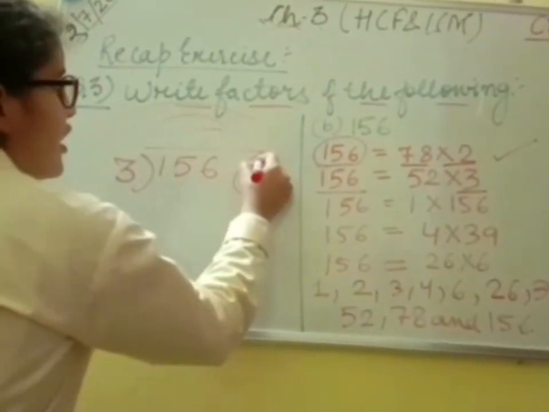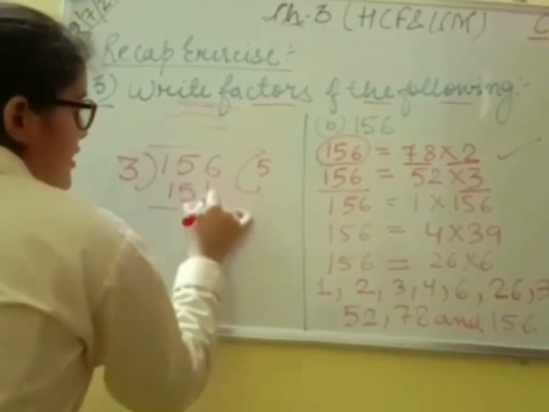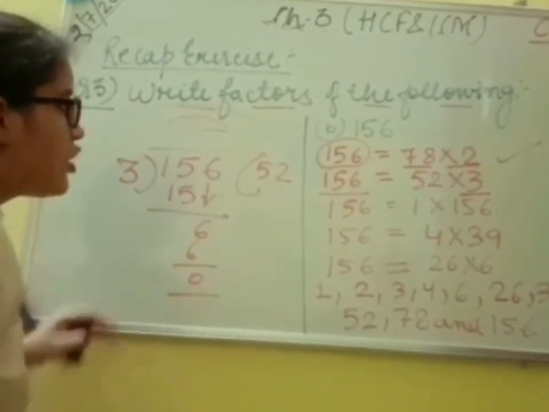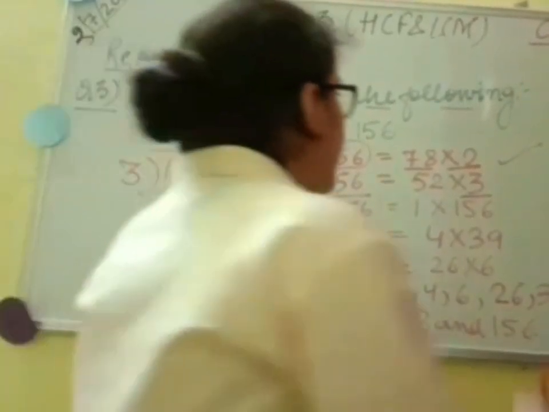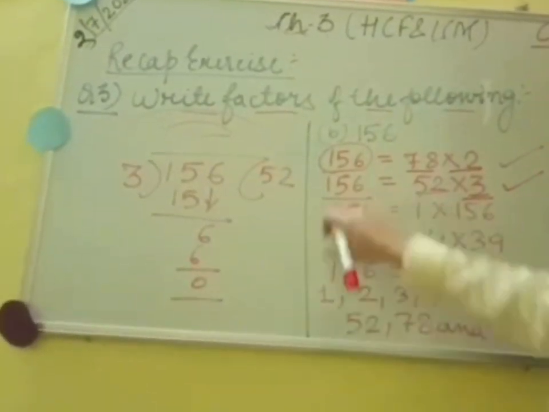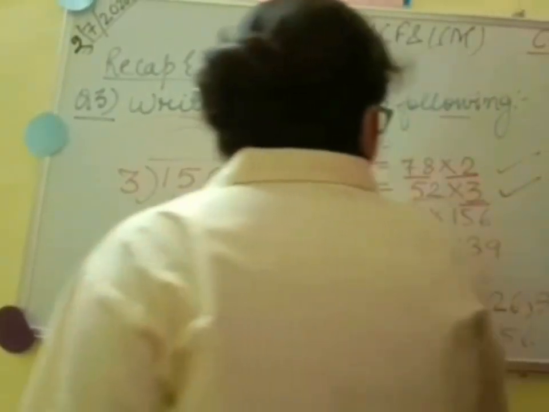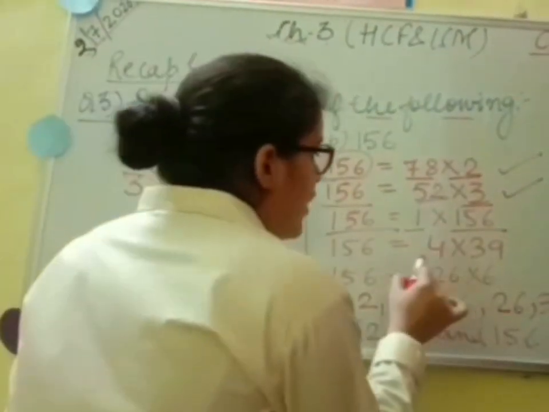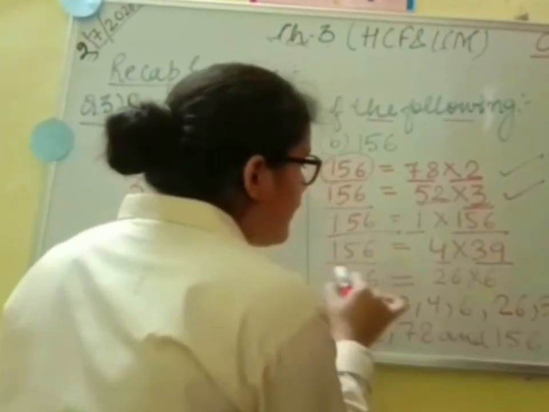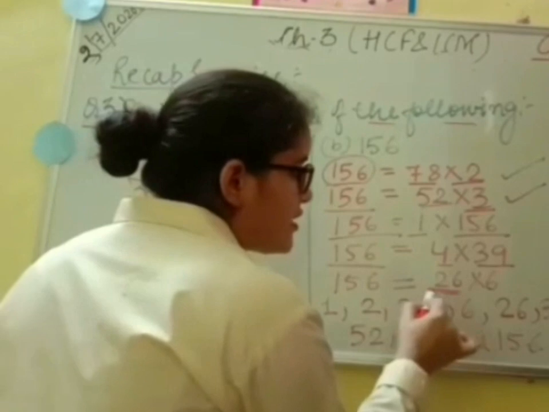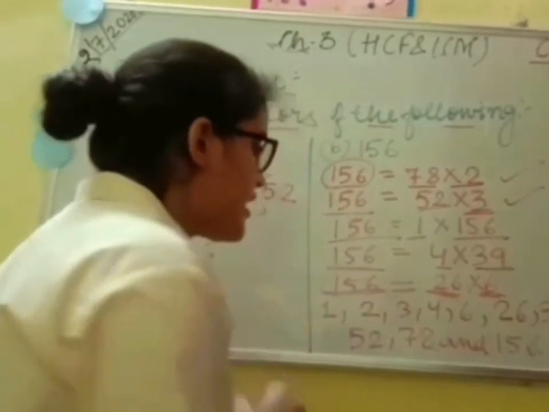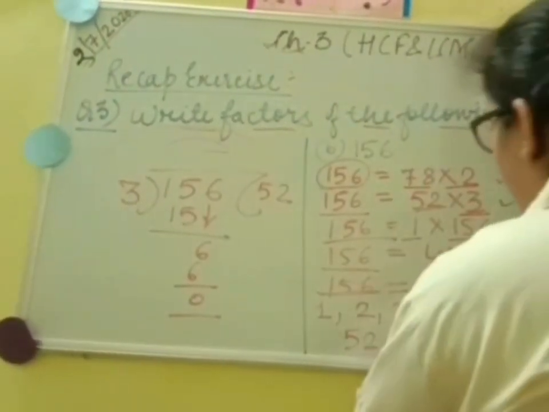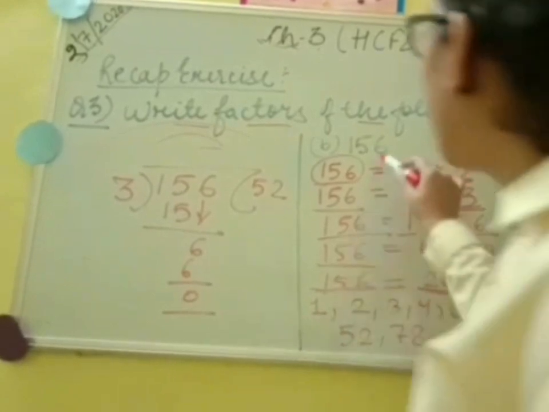So now 3 5s are 15. This 6 will come down. Now 3 2s are 6. The remainder is 0. So if you multiply 3 and 52, what you will get? 156. Same. When you multiply 1 and 156, what you will get? You will get 156. So similarly, 4 into 39 will give you 156. Similarly, 26 into 6 will give you 156. So 1, 2, 3, 4, 6, 26, 39, 52, 78 and 156 are factors of your 156.